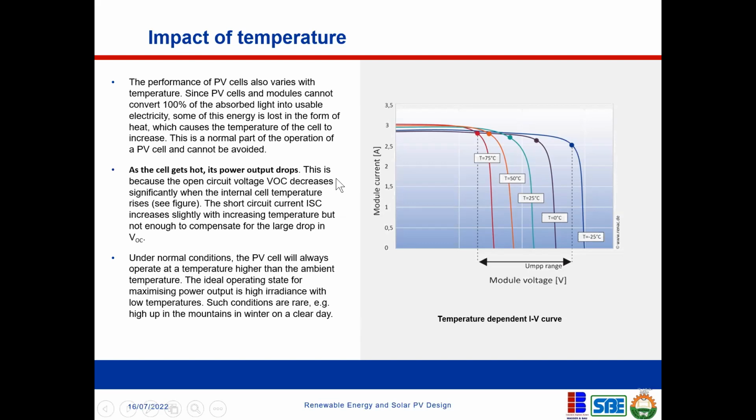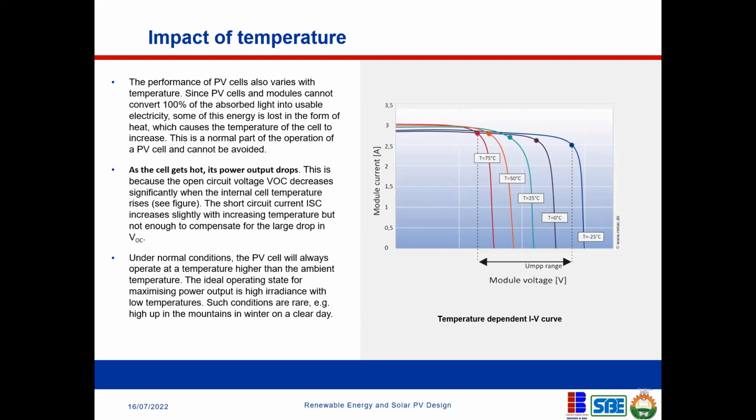I'm trying to say that under normal conditions, a PV cell will always operate at a temperature higher than the ambient temperature. Now, what this is trying to say is this: if you measure the ambient temperature of the air, assuming that the ambient temperature of the air is 35, for example, the surface temperature of the PV module will not be 35; it would be higher than 35.